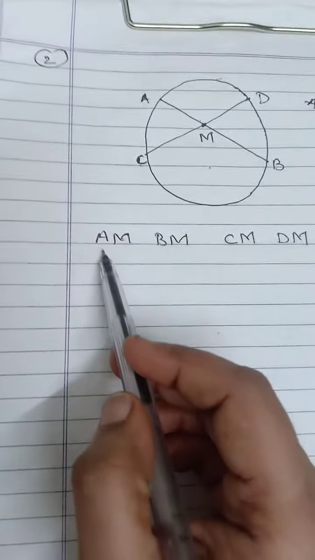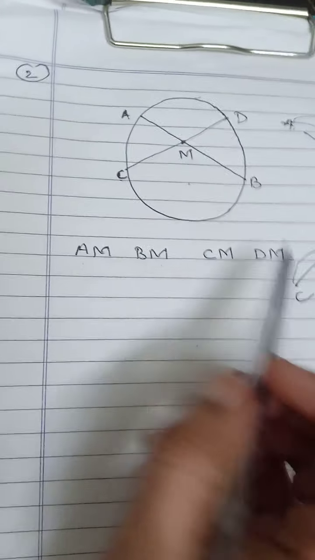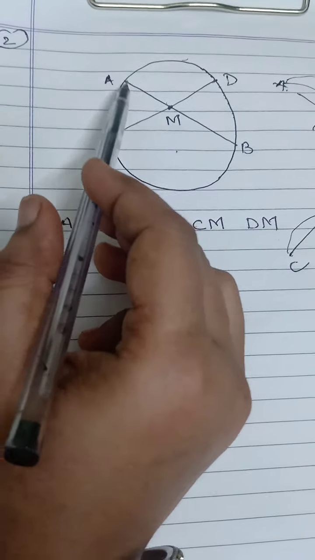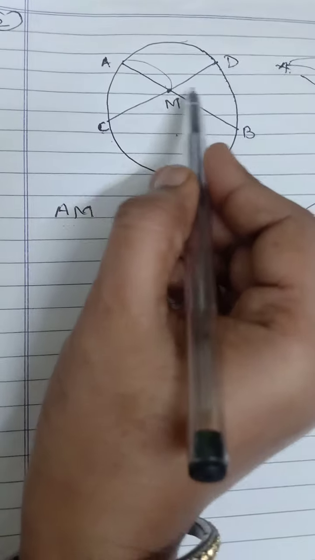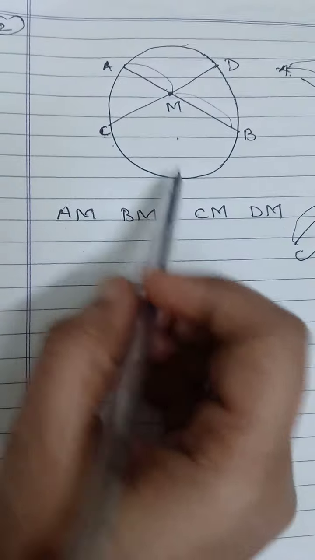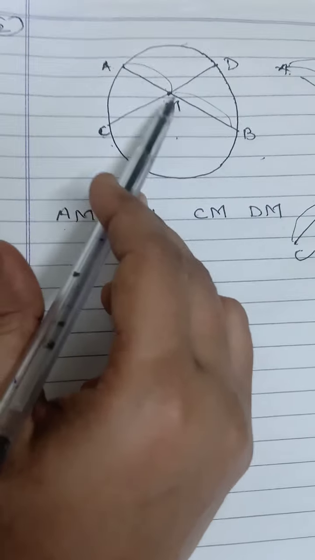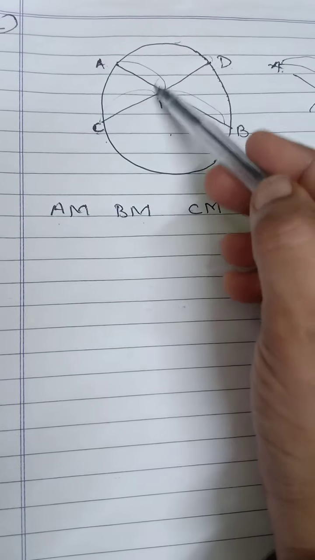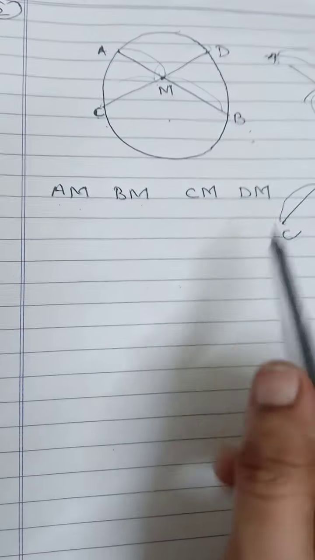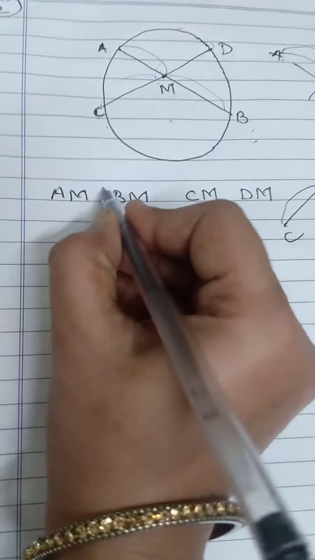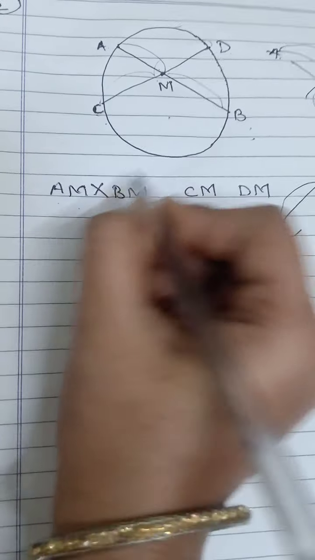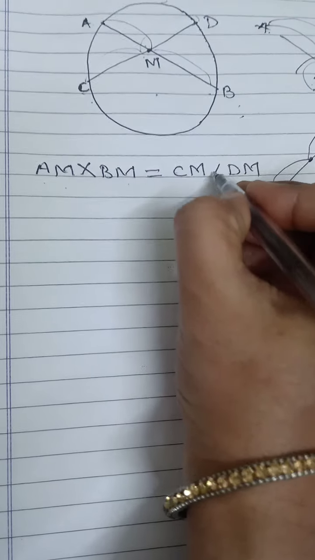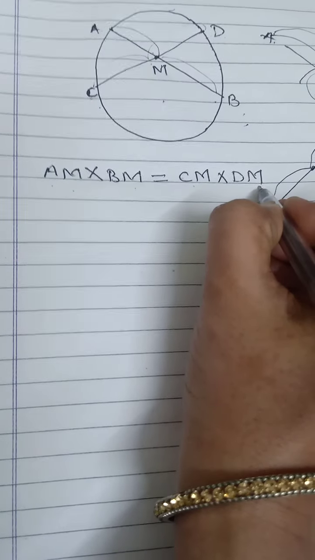What we have taken, AM, BM, CM, DM, are nothing but, because of this intersection of two chords, the parts on each chord. So on AB we are getting two parts, AM and BM. On CD we are getting two parts, that is CM and DM. So we have taken all these parts. So the product of the sections on one chord is equal to the product of the sections on the other chord.